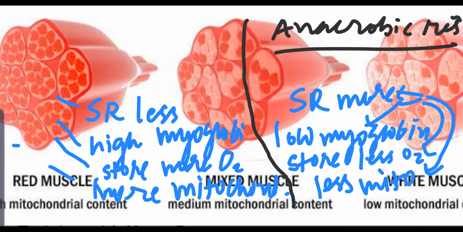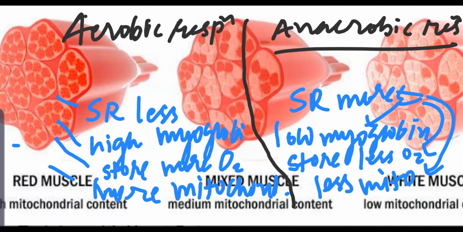Which muscles are aerobic muscles meant for prolonged aerobic respiration? Prolonged aerobic respiration, long time के लिए ज्यादा चलेगा. Yes, red muscles. You see, a lot of myoglobin storing a lot of oxygen and a lot of mitochondria, so they can continue with aerobic respiration for a long duration. This is the aerobic muscle set.